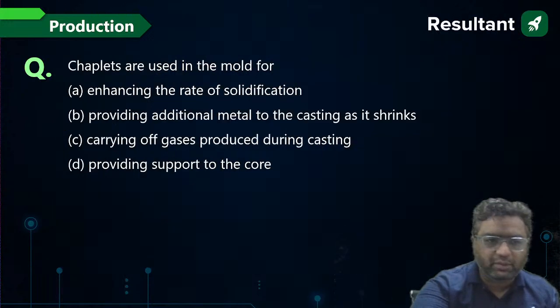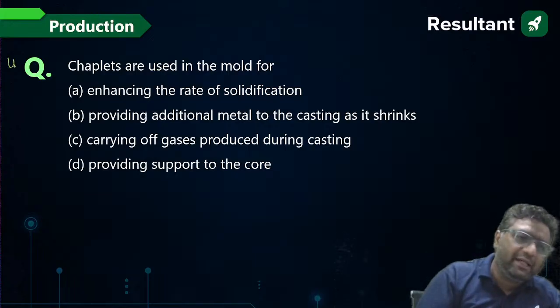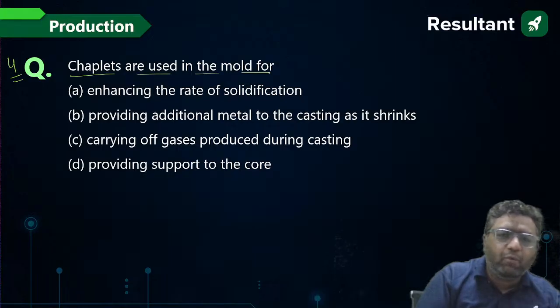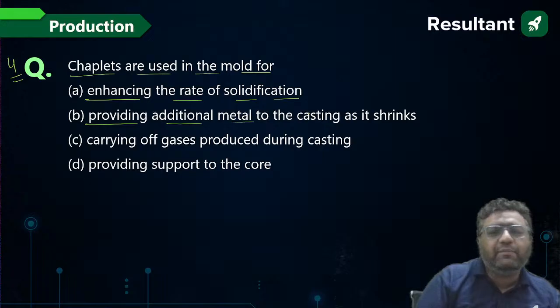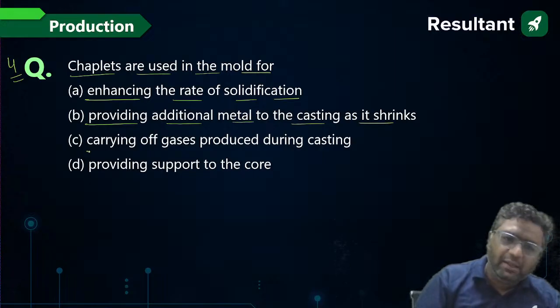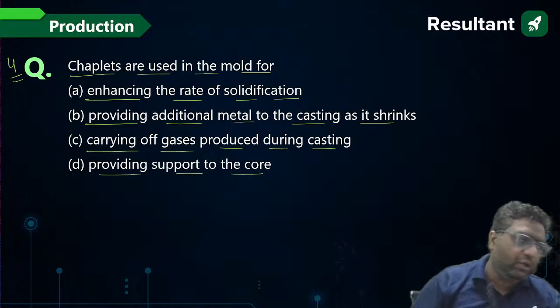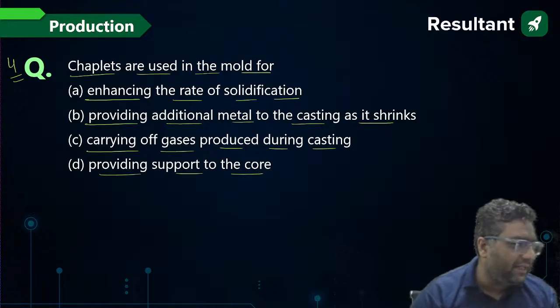Let us move to question number 4. Once again, we are reaching the casting. Chaplets are used in the mold for enhancing the rate of solidification, providing additional metal to the casting as it shrinks, carrying off gases produced during casting, or providing support to the core. What would be the right answer for this?